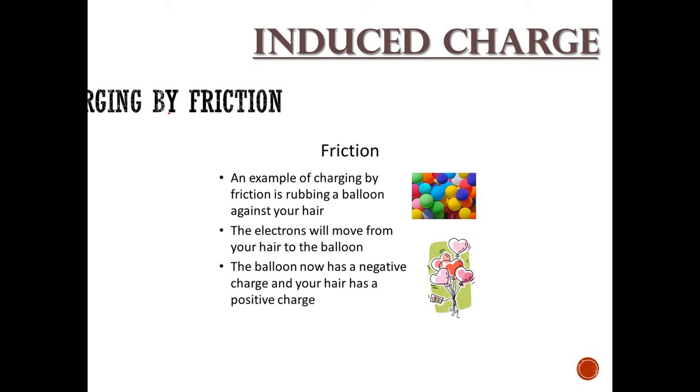And lastly, this should be charging by friction. An example of charging by friction is rubbing a balloon against your hair. The electrons will move from your hair to the balloon, so the balloon will become negative, and your hair will become positive, having more positive charge.